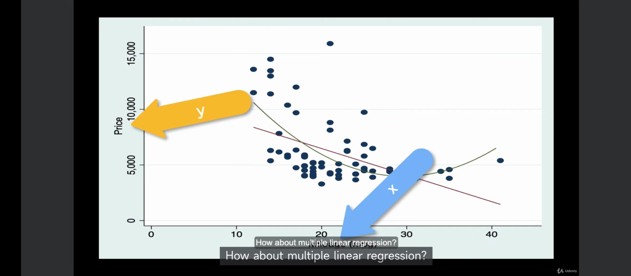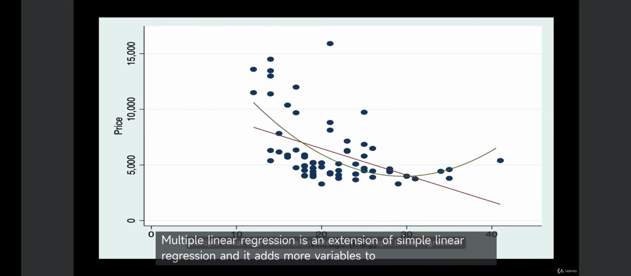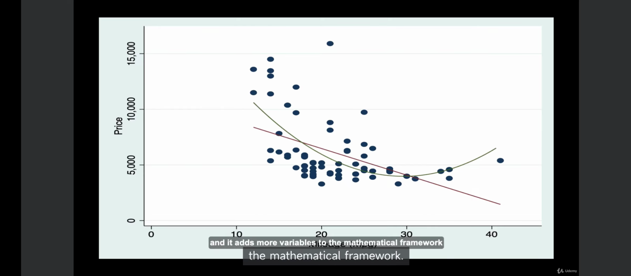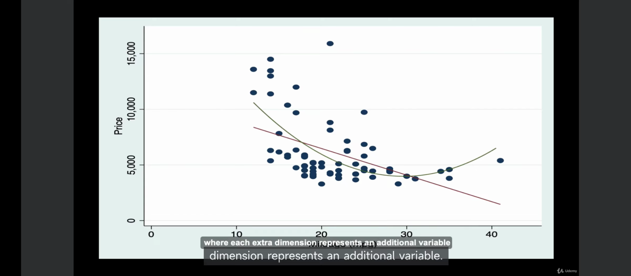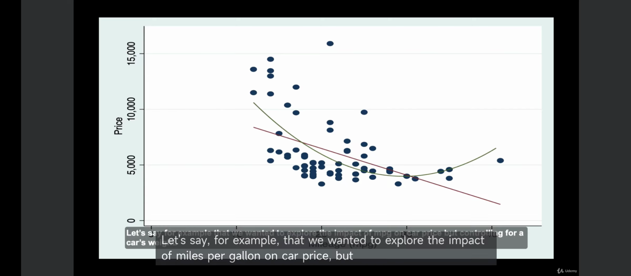How about multiple linear regression? Multiple linear regression is an extension of simple linear regression, and it adds more variables to the mathematical framework. One easy way to visualize this is by adding further dimensions to the scatter plot, where each extra dimension represents an additional variable. Let's say, for example, that we wanted to explore the impact of miles per gallon on car price, but controlling for a car's weight.